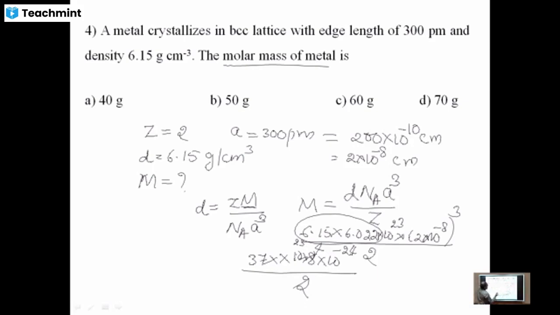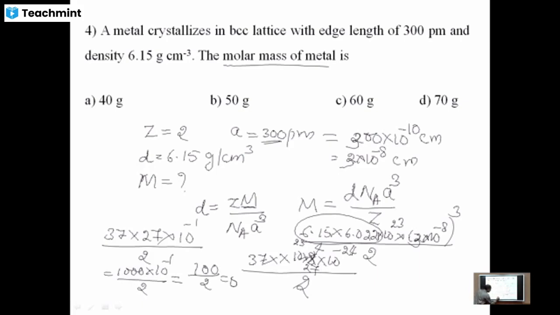Sorry, the edge length is 300. I made a mistake. I wrote it as 200. It is 300. Therefore, it is 3 cube, which is nothing but 27. Now 37 multiplied by 27 into 10 to the power of 23 and 10 to the power of minus 24 together is 10 to the power of minus 1 divided by 2. 37 multiplied by 27 is about 1000, into 10 to the power of minus 1, divided by 2. 1000 multiplied by 10 to the power of minus 1 is 100, divided by 2 is 50 gram. So the molar mass of the metal is 50 gram, corresponding to option D.